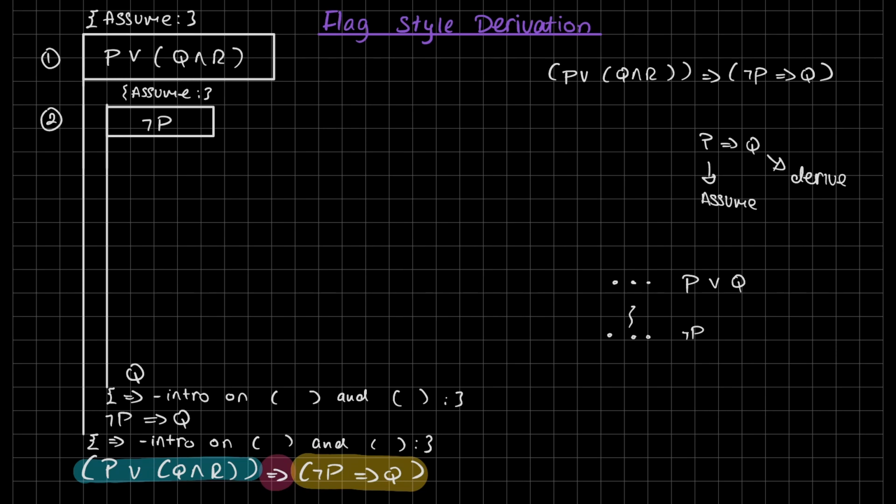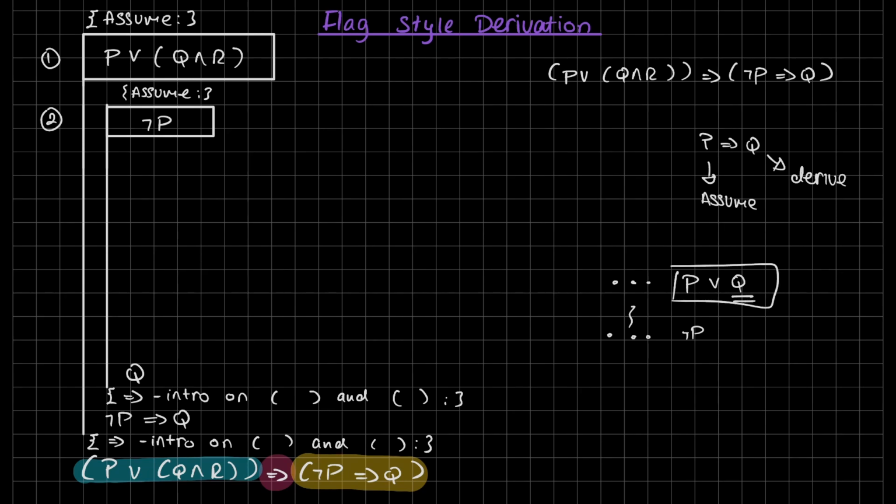Well, what does that tell us? Well, that instantly tells us that Q has to be true, because the OR tells us that either P is true or Q is true or they're both true. And we know that not P is true, so that means P can't be true. So the only option we have left is Q is true for this to be true, because we know this is true.